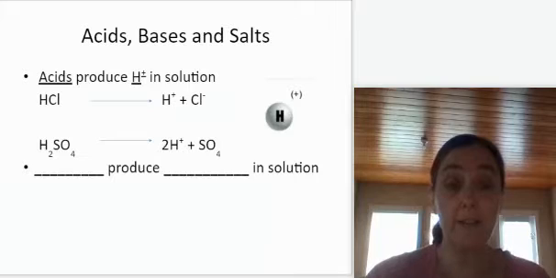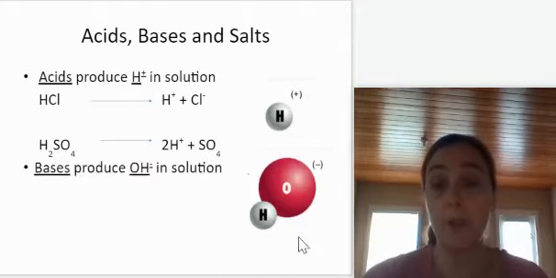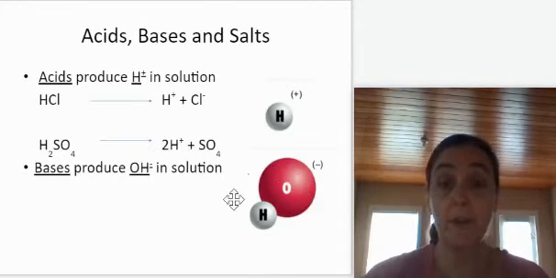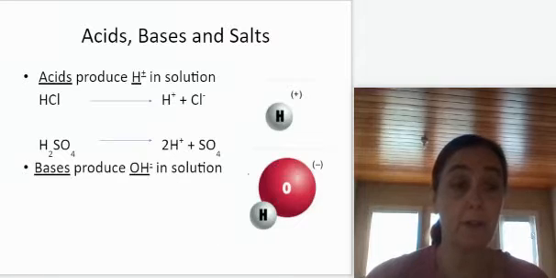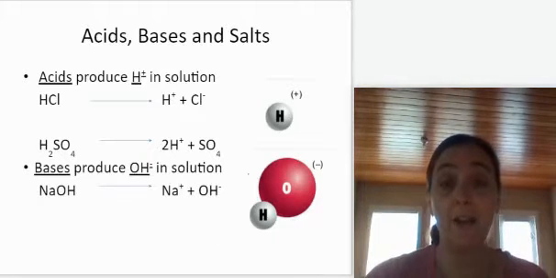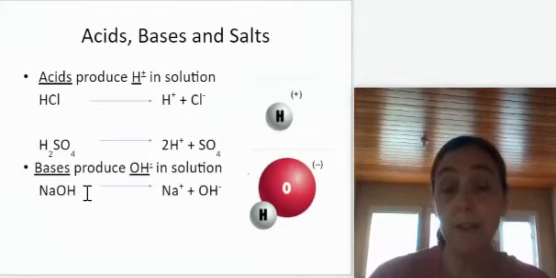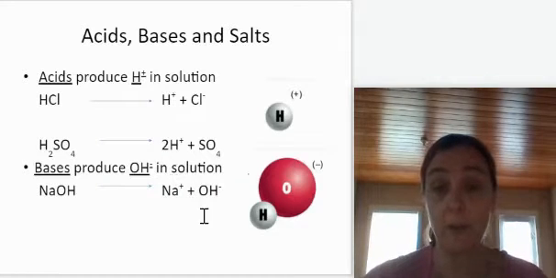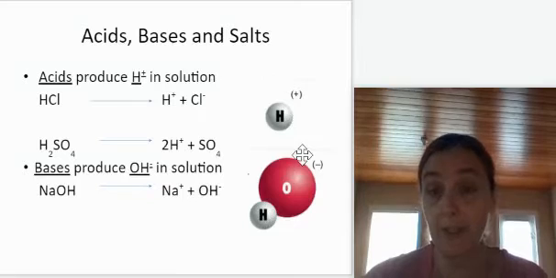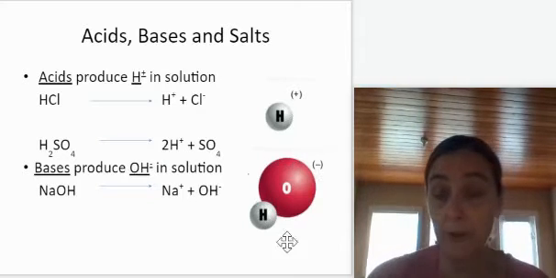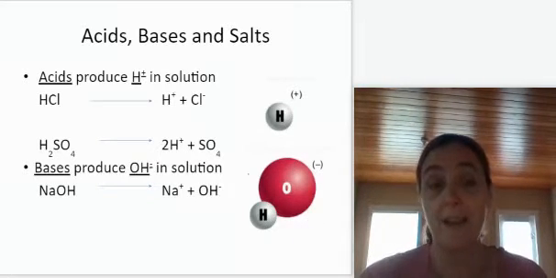On the other hand, bases produce OH minuses. So these OH minuses, anytime you put it in solution, you make an OH minus. And you could have sodium hydroxide, a strong base, and it makes a sodium ion and a hydroxide ion. So if it's an acid, it produces H pluses when put in water, and if it's a base, it produces OH minuses. They can both be really, really dangerous.